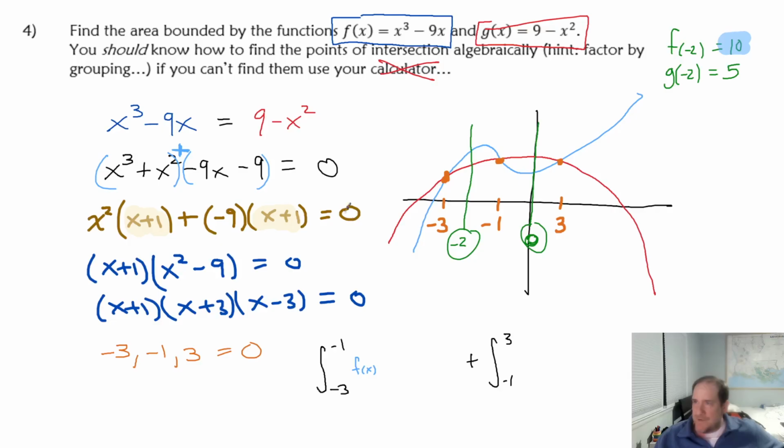Although I don't think you even had to write this. Oh yeah, you do. We have to do this whole problem? Well, I don't want to do that. All right, but minus g of x dx.